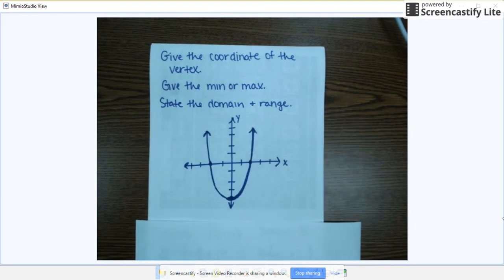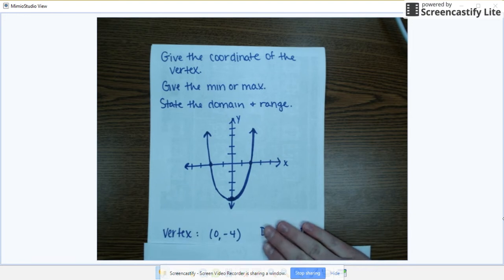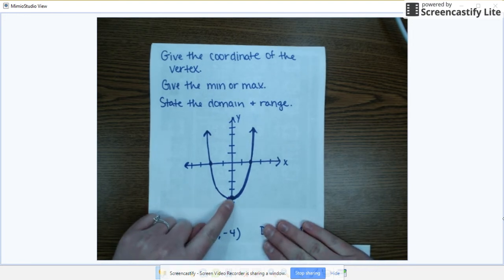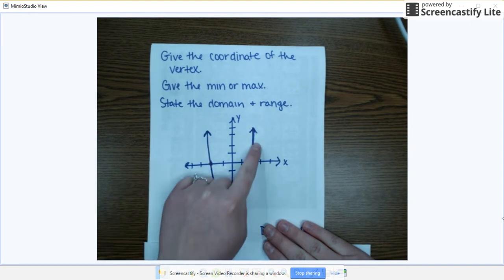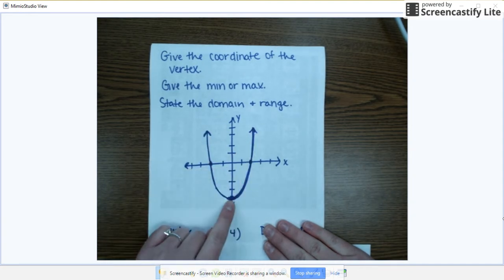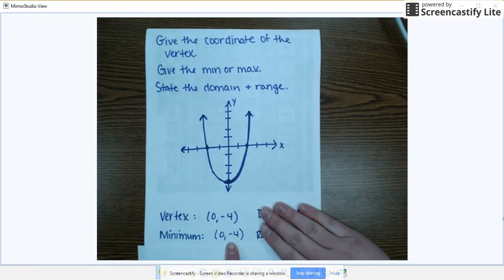We have a parabola. The first thing we want to look for is what our vertex is. Well, our vertex we said was going to be either the highest point or the lowest point, and in this case it's our lowest point. So right here on the y-axis is our lowest point. So our vertex is a coordinate point. So we say our vertex is 0, -4. Okay, that point right there. Then since our parabola opens up, we know we have the lowest point, meaning that we have a minimum. Okay, that minimum is also the point 0, -4.